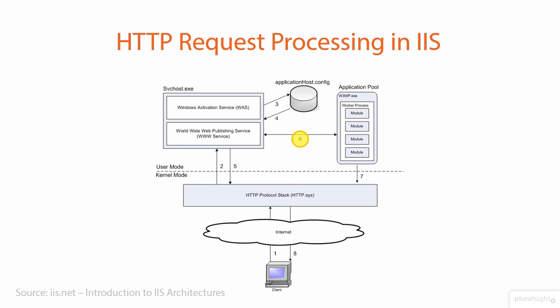Now this application pool provides the isolation via this w3wp.exe process. So again, each application tends to have its own app pool which sandboxes it from the others. The worker process within there can then process the request and return it as a response to HTTP.sys, which eventually means that the client can receive that response over the internet.